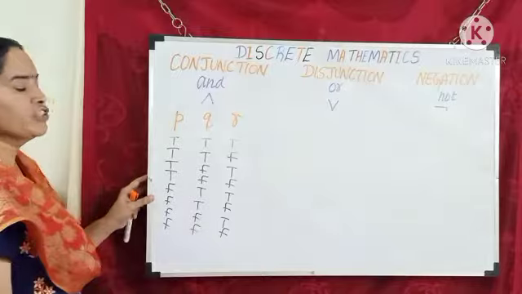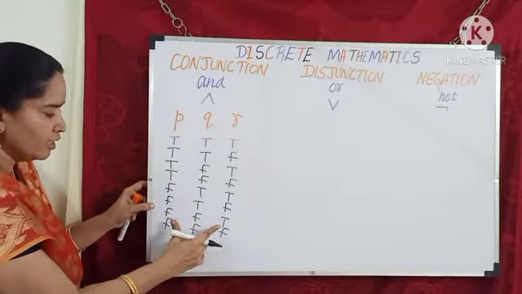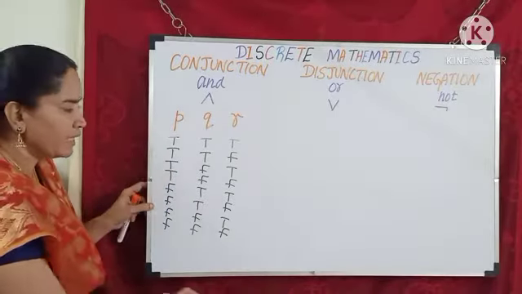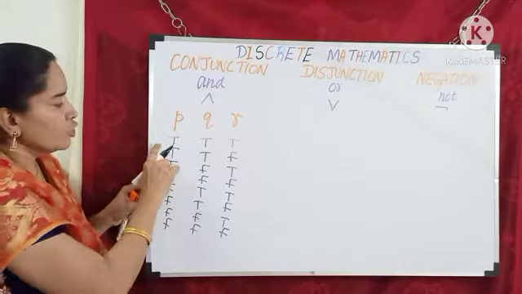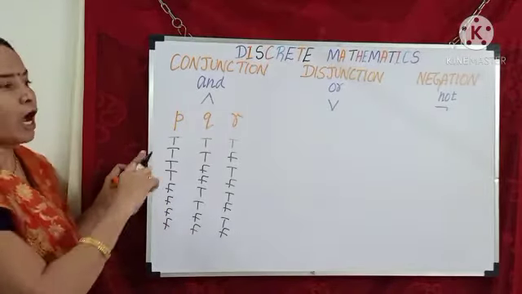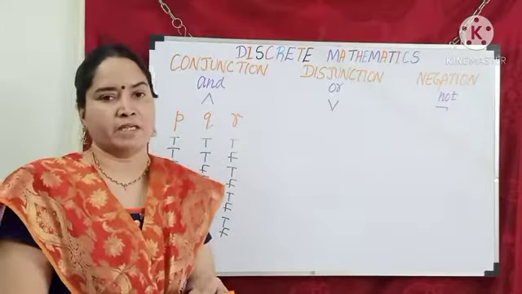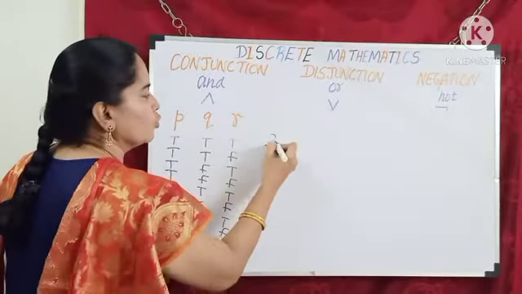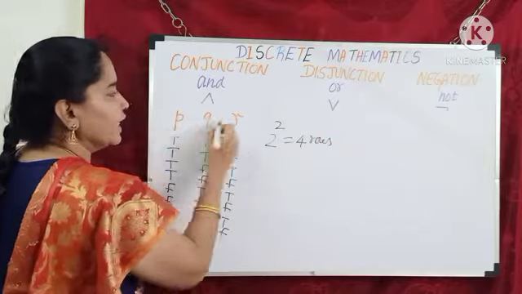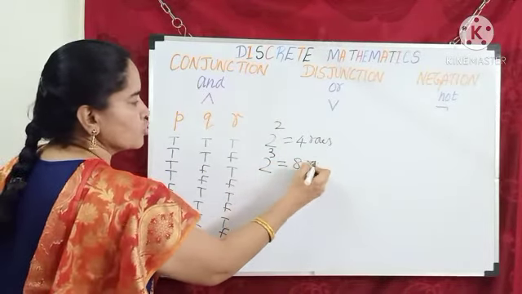So now you can check. T, T, T will not come anywhere else. The 3 combination should not repeat. So we have framed in such a way that no combination repeats. There are 8 rows. How do you get how many rows? When there are 2 statements, 2 power 2 rows will come. That is 4 rows. When there are 3 statements, 2 power 3, that is 8 rows will come.